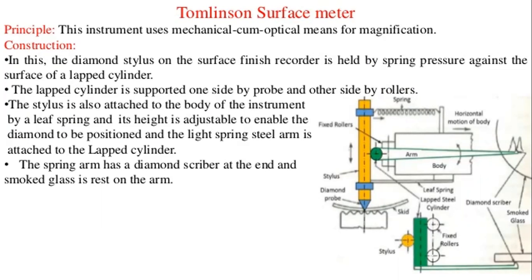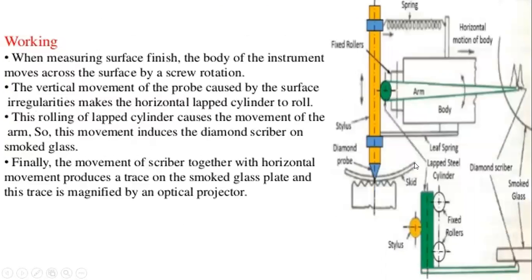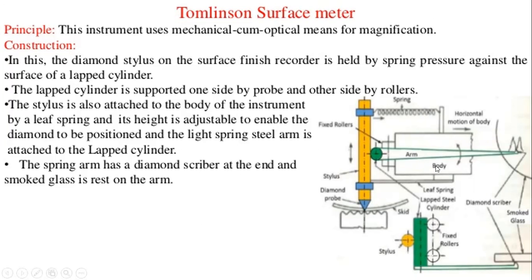This instrument uses mechanical cum optical means for fabrication and magnification. It is based upon mechanical parts and optical parts, which are used for the magnification of the instrument. And this is the Tomlinson surface meter.